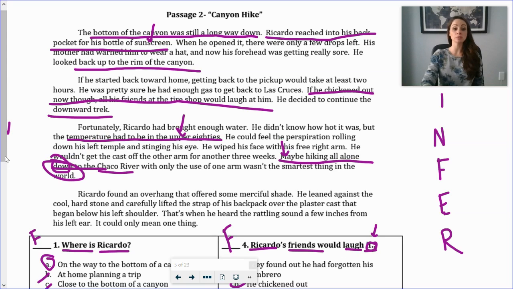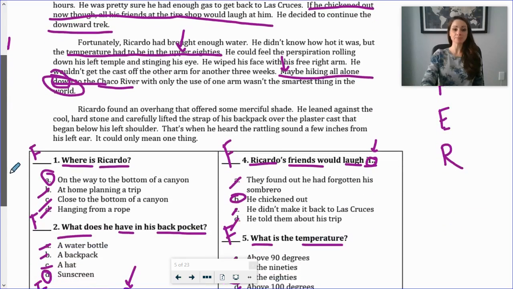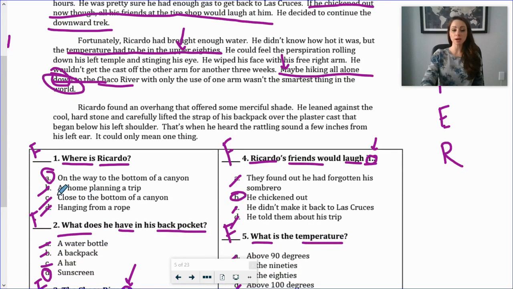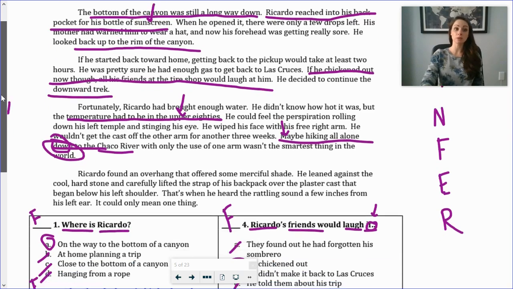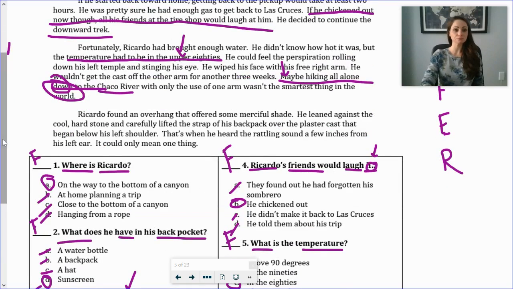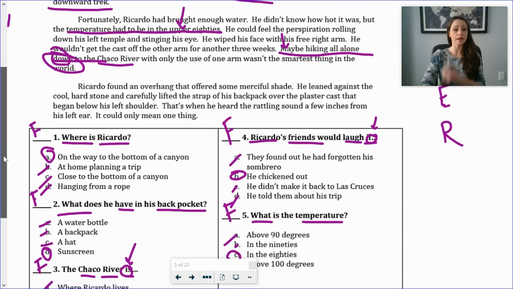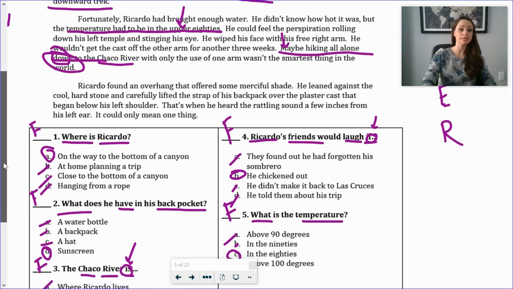So I knew he was on his way to the bottom. I was tempted to choose close to the bottom, but if you remember that very first sentence, it said the bottom was still a long way down. You can't be a long way down and close at the same time. So the best answer here was A, on the way to the bottom of a canyon.